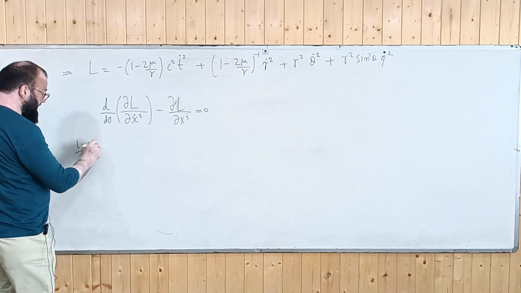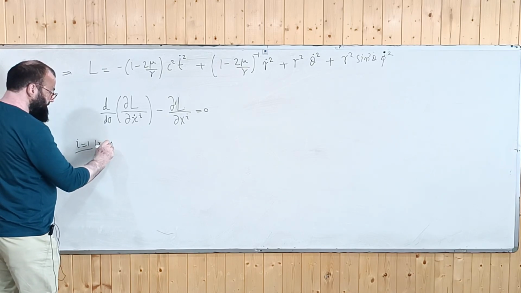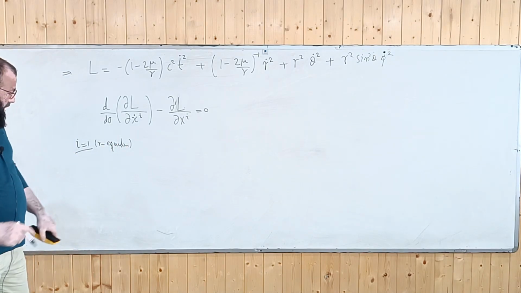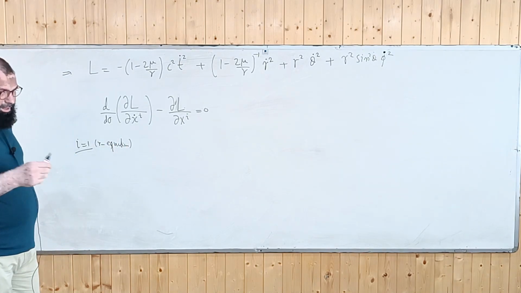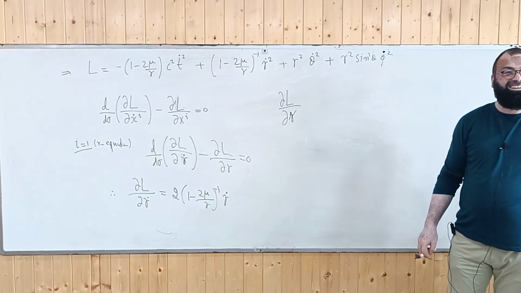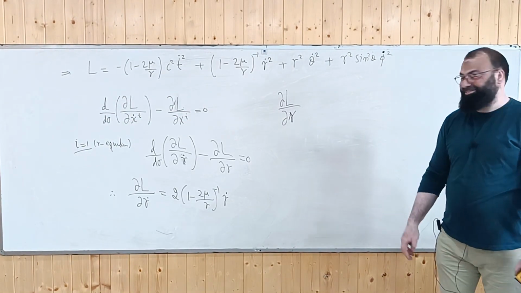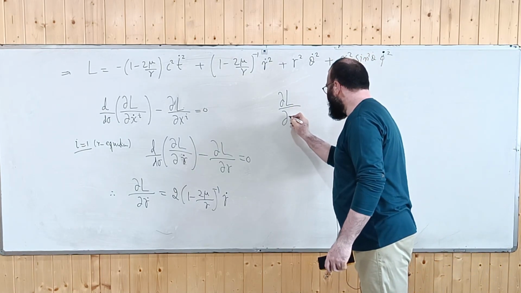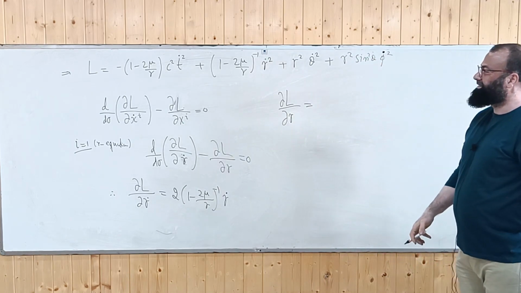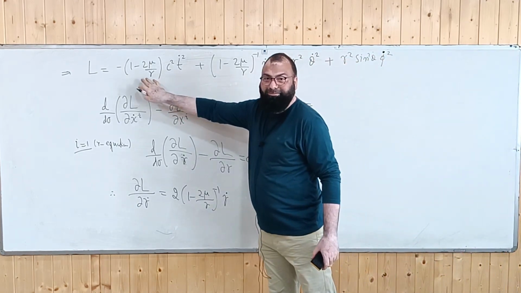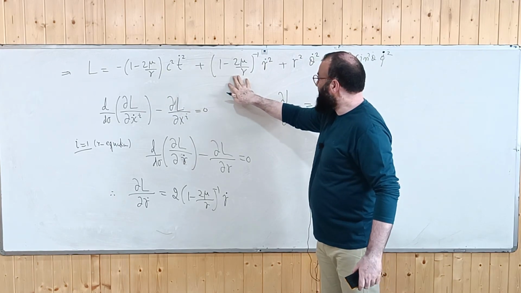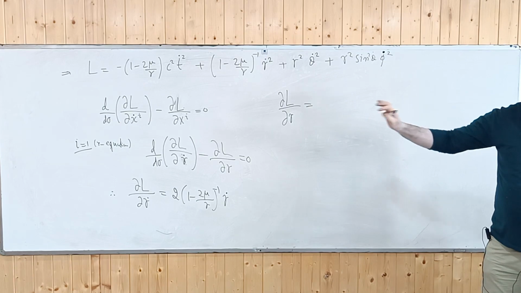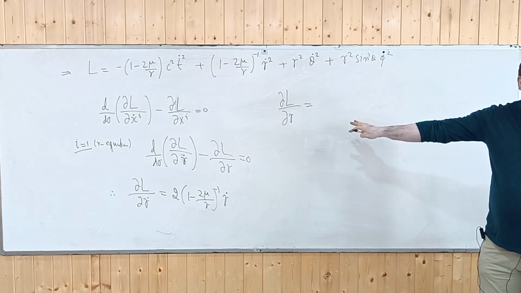That means it is actually the r equation. Clear? Okay, so partial L by partial r. Look here, this contains a factor of r. This contains a factor of r. This contains a factor of r. This contains a factor of r. Can you do it, or shall I do it?